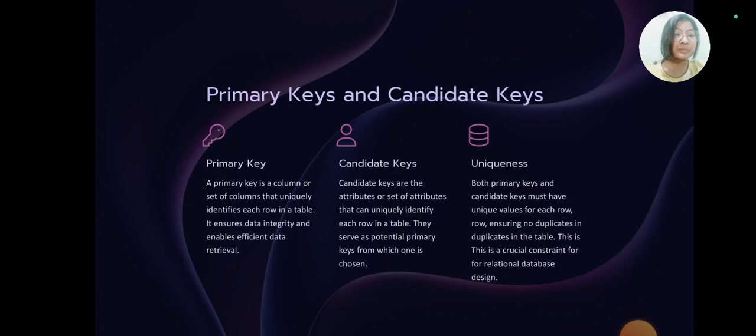And candidate key. Candidate keys are the attributes or set of attributes that can uniquely identify each row in a table. They serve as potential primary keys from which one is chosen. Uniqueness: both primary key and candidate key must have unique values for each row, ensuring no duplicates in the table. This is a crucial constraint for relational database design.